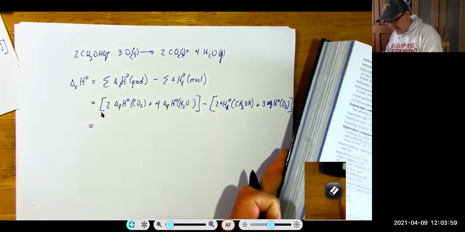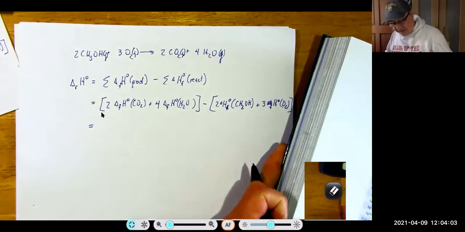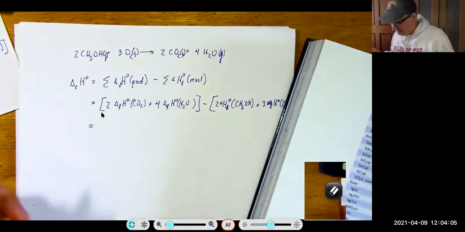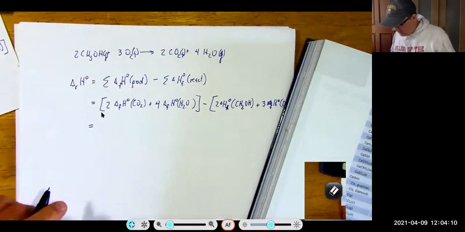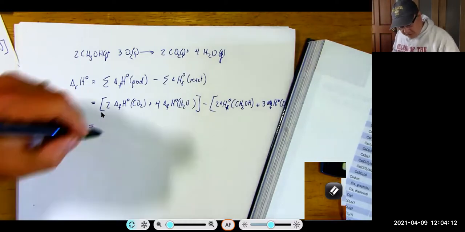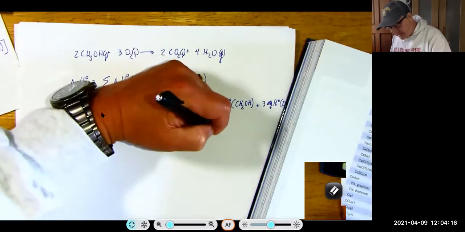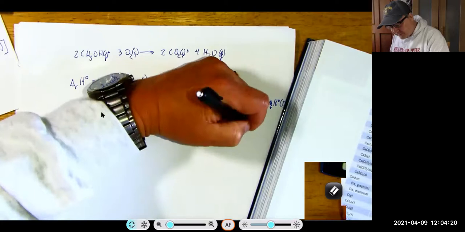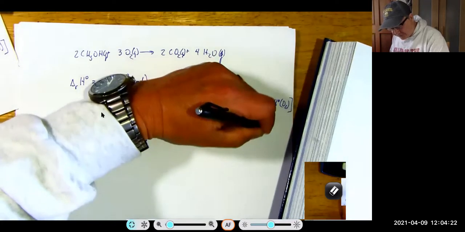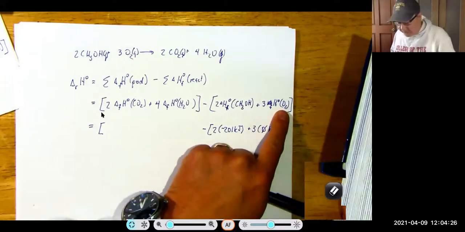So I have to use the appendix in the book for this. And these are numbers that you, again, would not memorize. You'd just be given them. So here we would have 2 times negative 201 kilojoules plus 3 times 0 kilojoules, because the enthalpy of formation of an element in its pure state is 0.